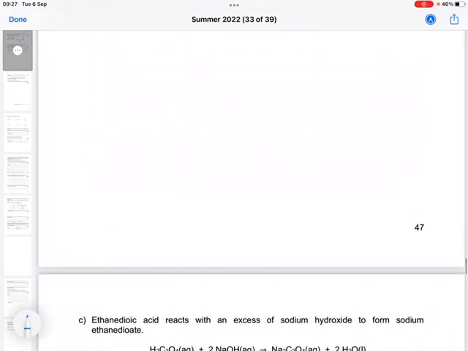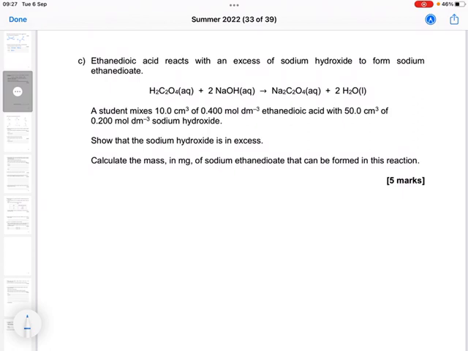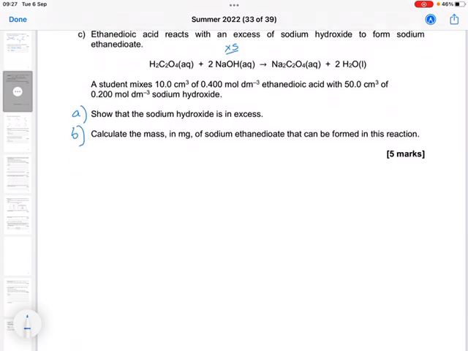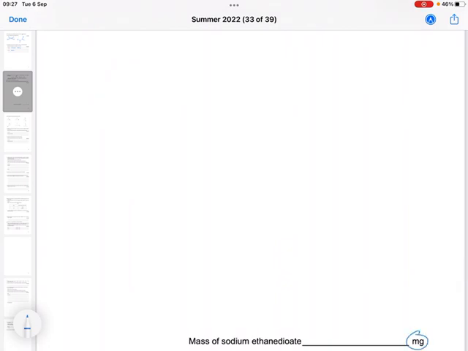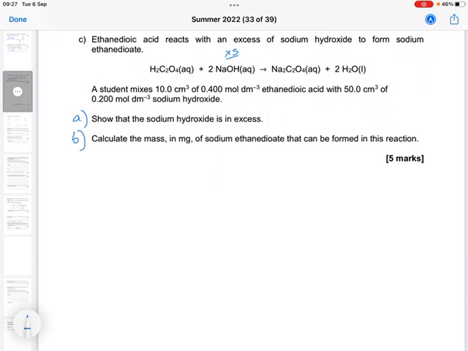Okay. Part C. Ethane dioic acid reacts with an excess of sodium hydroxide. So you're told that this is in excess. To form sodium ethane dioate, a student mixes 10 centimetres cubed of 0.4 moles per decimetre cubed of ethane dioic acid with 50 centimetres cubed of 0.2 moles per decimetre cubed of sodium hydroxide. Show that the sodium hydroxide is in excess. That's the first thing I need to do. And then B, calculate the mass in milligrams of sodium ethane dioate that can be formed in this reaction. I do already have a reminder down here that it needs to be in milligrams. So I'm going to start with part A, show that the sodium hydroxide is in excess.